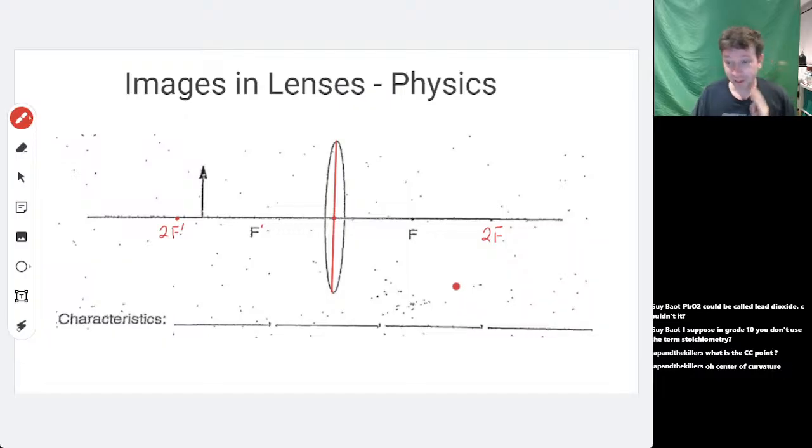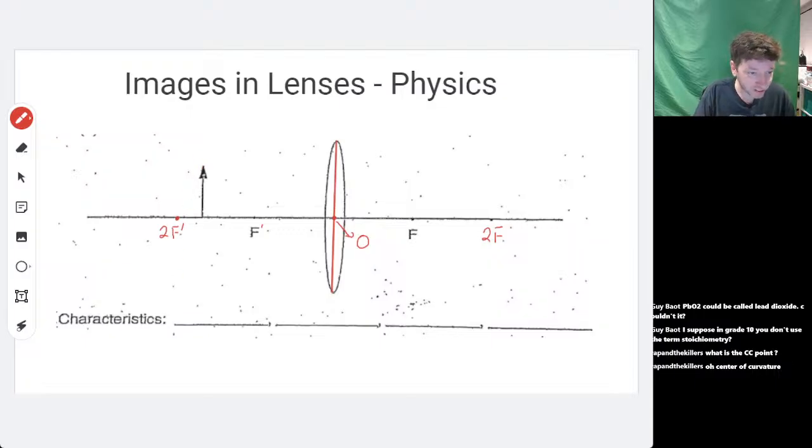So with a mirror, it's curving, and if you extended that all into a sphere, the center of that sphere would be our center of curvature. But for lenses, we have an entire ellipse, sort of, and the center is called our optical center. So these points are just 2f as opposed to c.